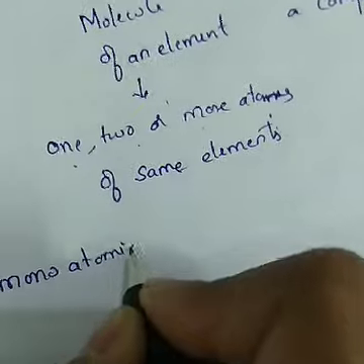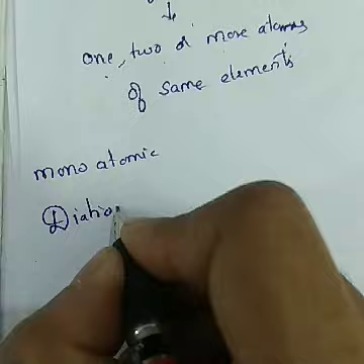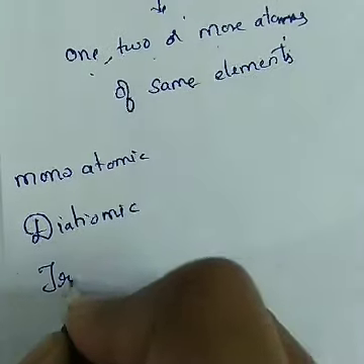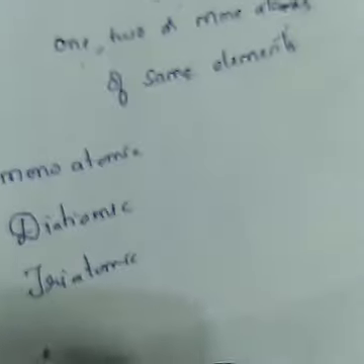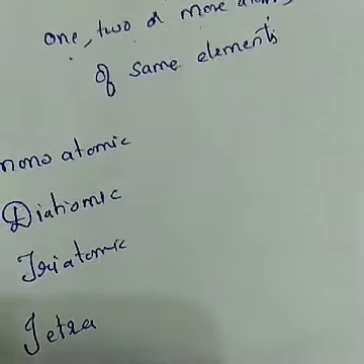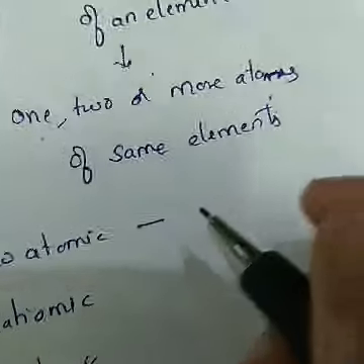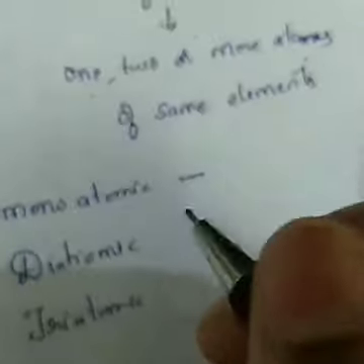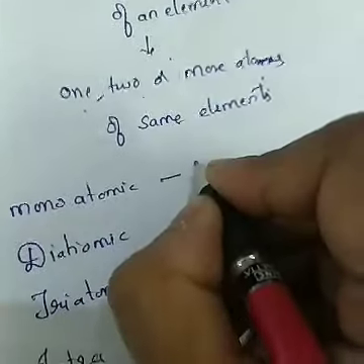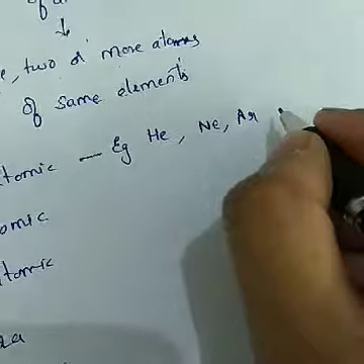As monoatomic molecule, diatomic molecule, triatomic molecule, tetraatomic molecule and polyatomic molecule. What is monoatomic molecule? Monoatomic molecules are the molecules in which only one atom exists. Example: helium, neon, argon, etc.